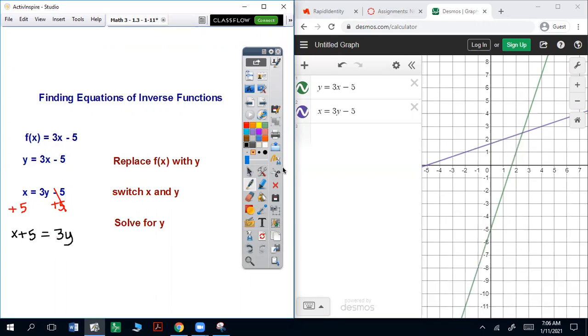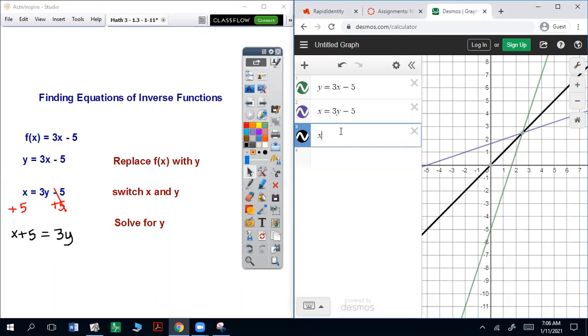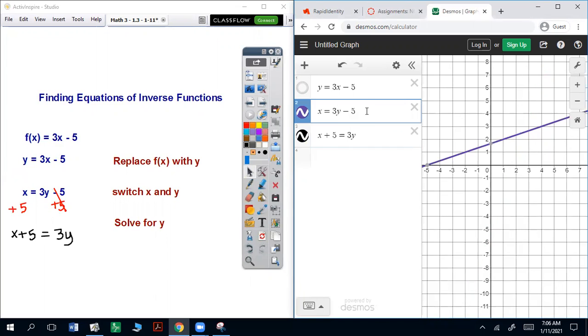Now, one thing you can do as you're solving, just to make sure you're doing the right steps, is go into your graph and type in each step. So you can say x plus 5 equals 3y. And you notice how these two graphs, let me hide this one for a second, you notice how the x equals 3y minus 5 and the x plus 5 equals 3y are the same line. So you know you did the step right if they overlap. So let's do the next step.